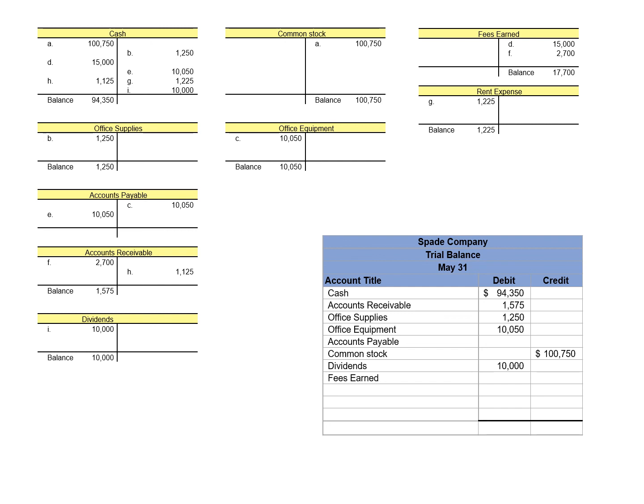Fees earned, that's a revenue account. Revenues belong in the credit column. And then rent expense. Expenses have debits as normal balances, and that belongs in the debit column. And you can sum up all your debits and your credits, and if they equal, you know you've done it right.